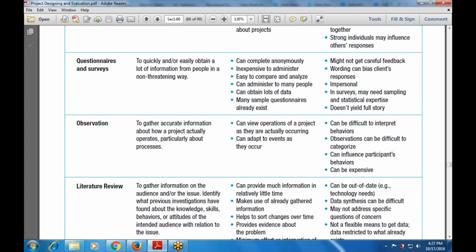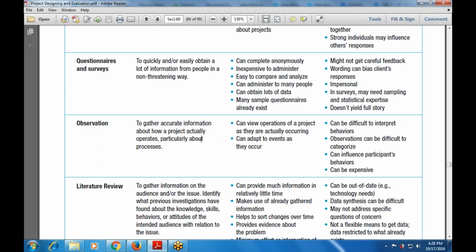Then, observations can be difficult to categorize. It is very difficult to categorize the observation or divide it into multiple priorities, multiple concepts, multiple groups, because we observe; we do not have a written form or an oral form, nothing is available. So observation can be very difficult to categorize, and it is also difficult to interpret the behaviors.